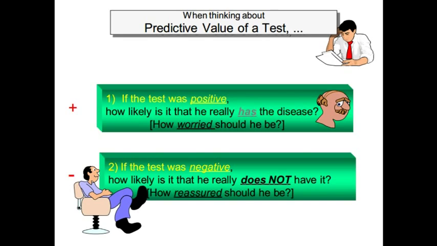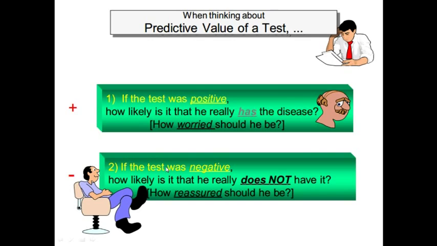And the other part would be, if this PSA test was negative, or his value was less than 4 nanogram per ml, how likely is it, or how confident can we be in saying that he really does not have it? So in this case, we think about how worried this person should be if he has a positive result, and how reassured another person who has got a negative result should be. This is what we consider as a positive predictive value and a negative predictive value.